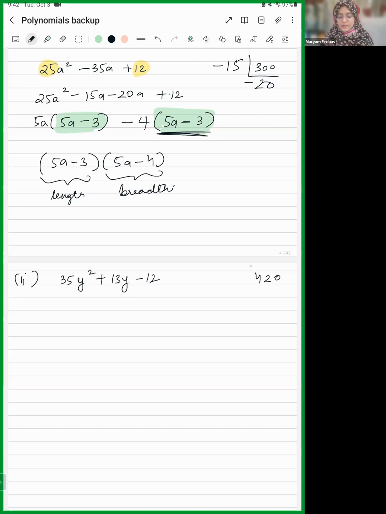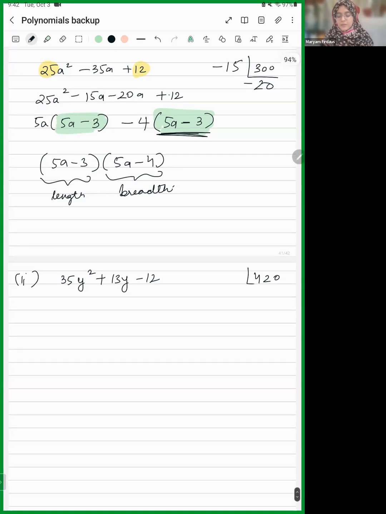Factorize 420 in such a way that its factors will sum up to 13. How about 6 and 7? We know that 6 sevens are 42 and 6 plus 7 is 13, right? So, no, but we won't be able to have that.